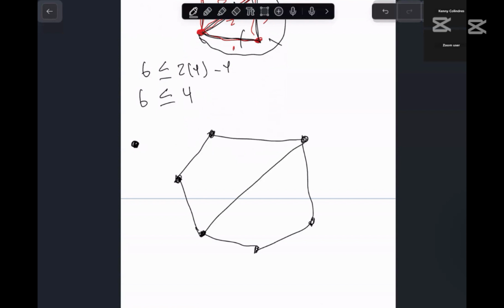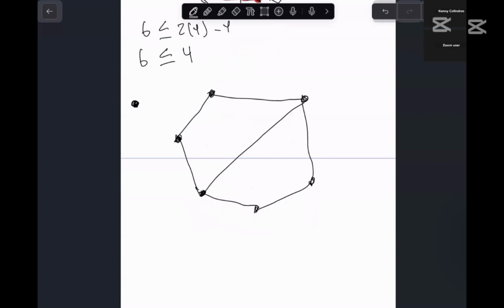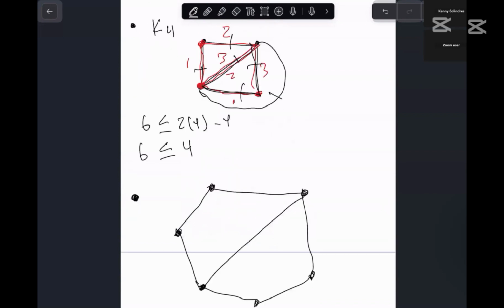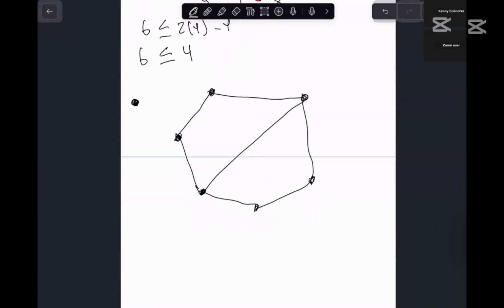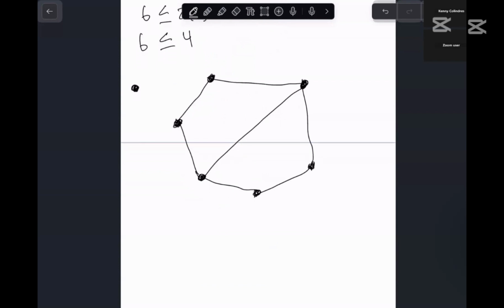Okay, now this is connected because all the vertices are connected. It is also simple because there are no loops and there's only one edge from vertex to vertex. And it's also planar because none of the edges are overlapping.